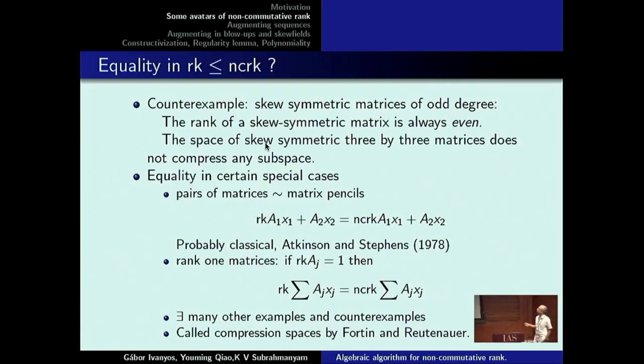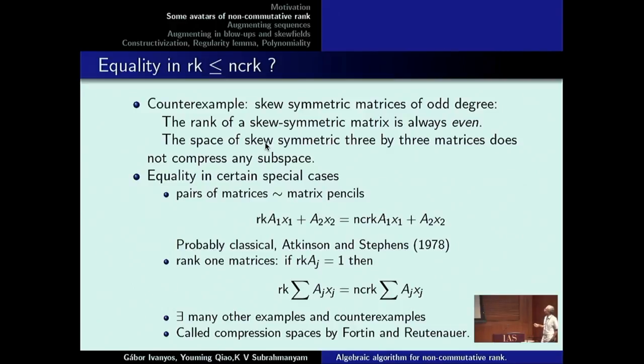And a natural question is, of course, is it true that RK is less than or equal to the non-commutative rank? Of course, if it were true, then we would probably not be here. We would all be in Monaco, perhaps, because we would have solved this problem. There is an obvious counterexample, namely, take the space of skew-symmetric matrices of odd dimension. Then, since 0 is a common eigenvector, we know that there is no matrix of full rank in this matrix subspace.